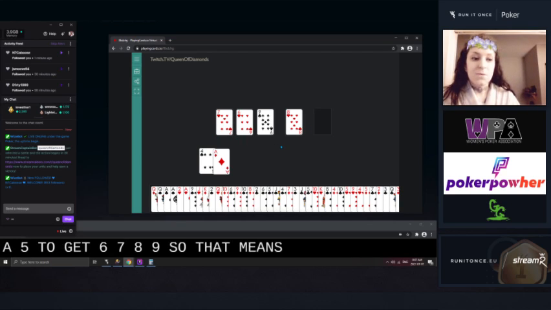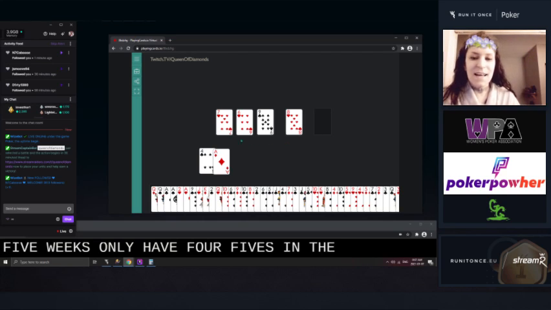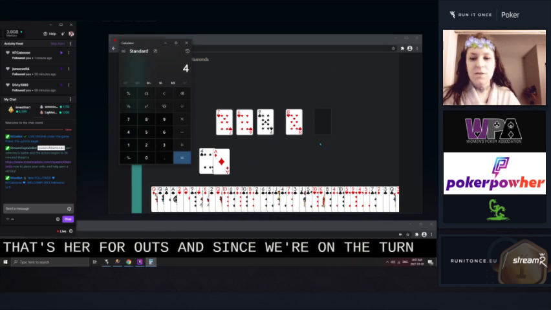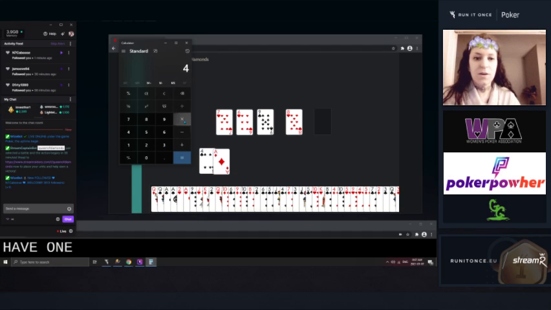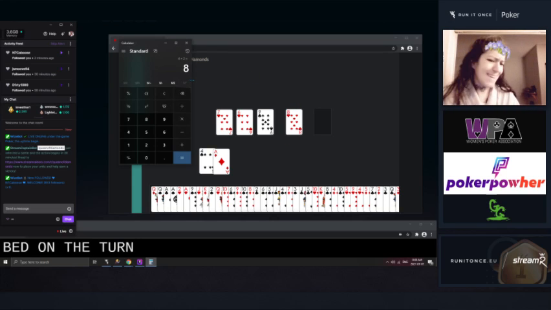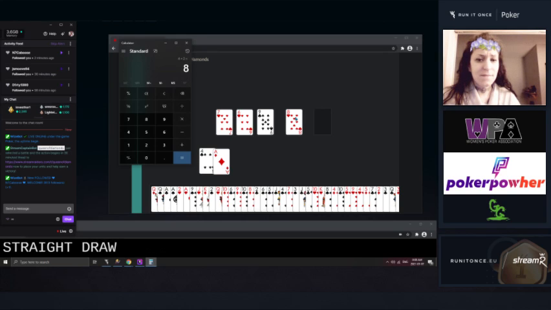So that means we only have 5s. We only have 4 5s in the deck. So that's our 4 outs. And since we're on the turn, we're going to multiply that by 2 because we have 1 card left to come. So it's only an 8% chance we're going to get that. So you can see how bad it is to chase gutshots by calling a huge bet on the turn, because you're just not getting a good price, right? It's a little better if you have a double-ender straight draw.